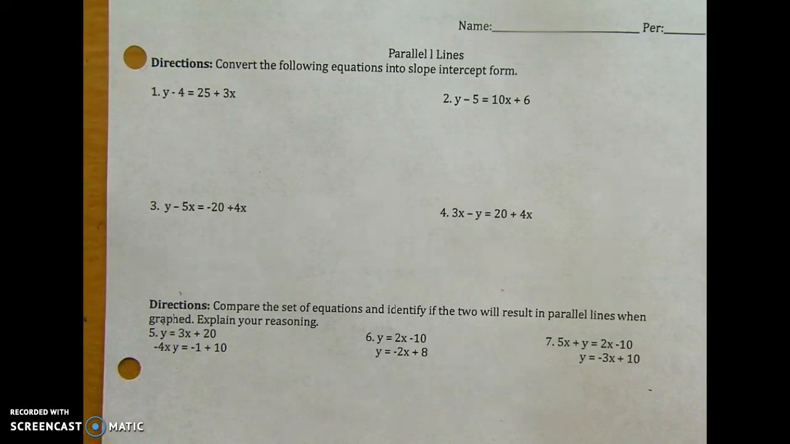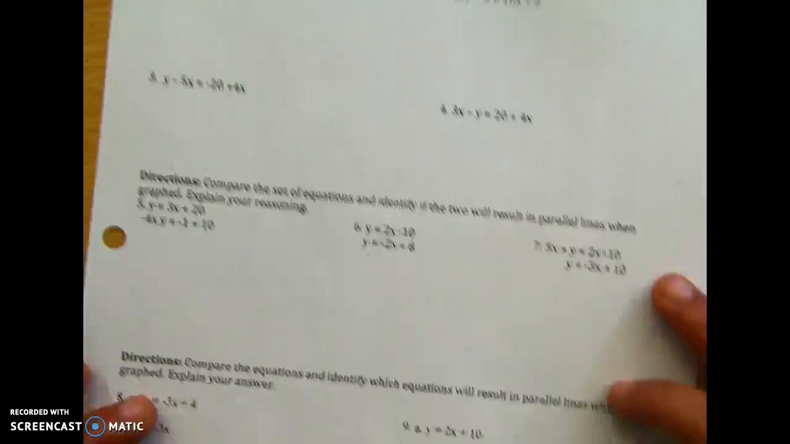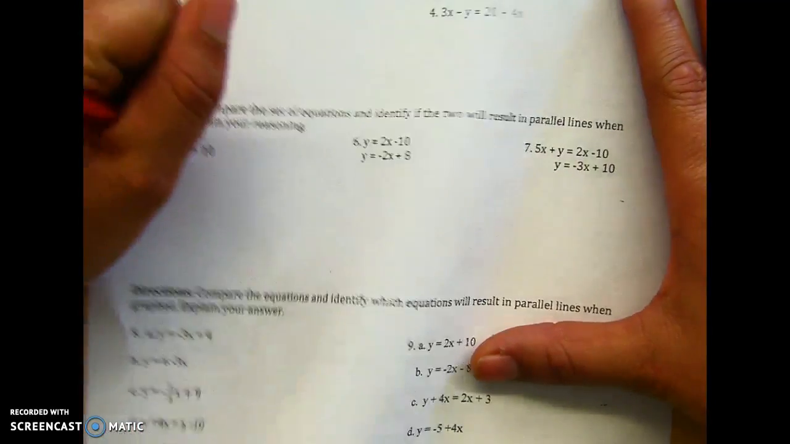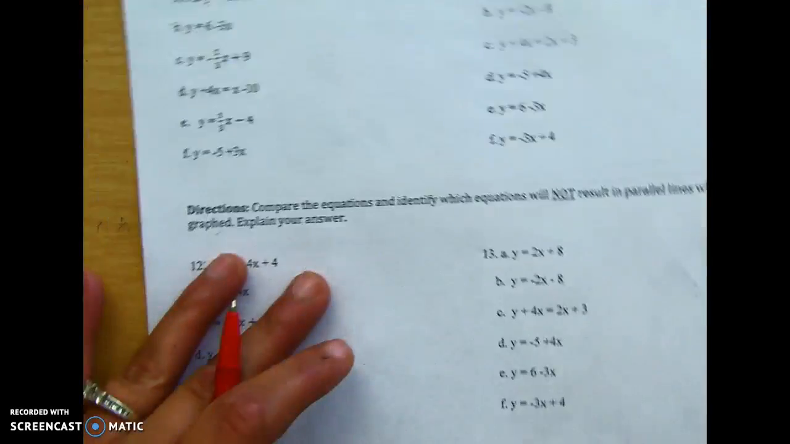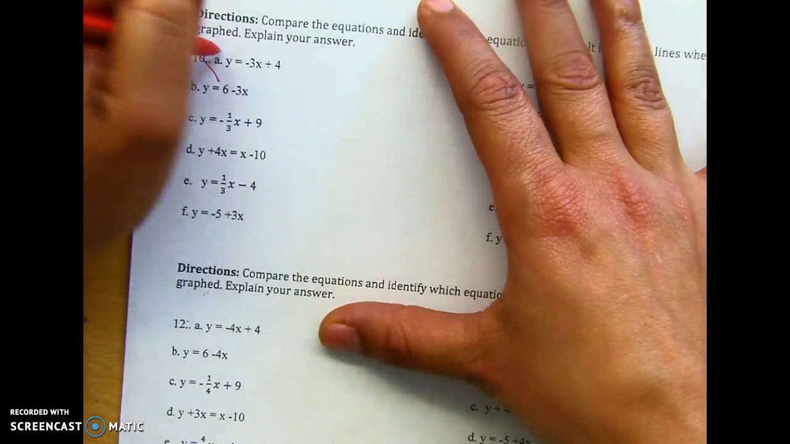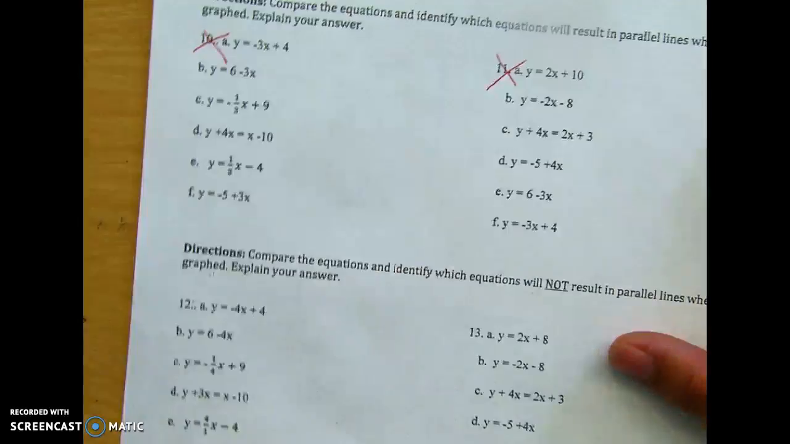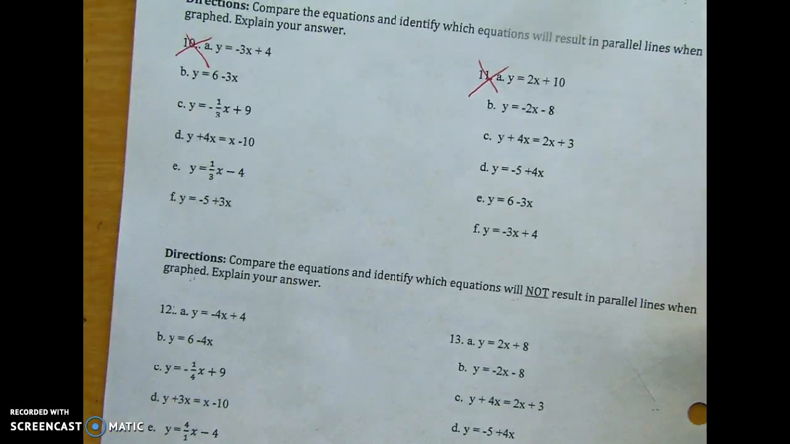Okay, so we're going to look at equations to see if they result in parallel lines. Before we do, in class I asked you to cross out 5 and also 10 and 11. 10 and 11 are being crossed out because they're the same as 8 and 9.